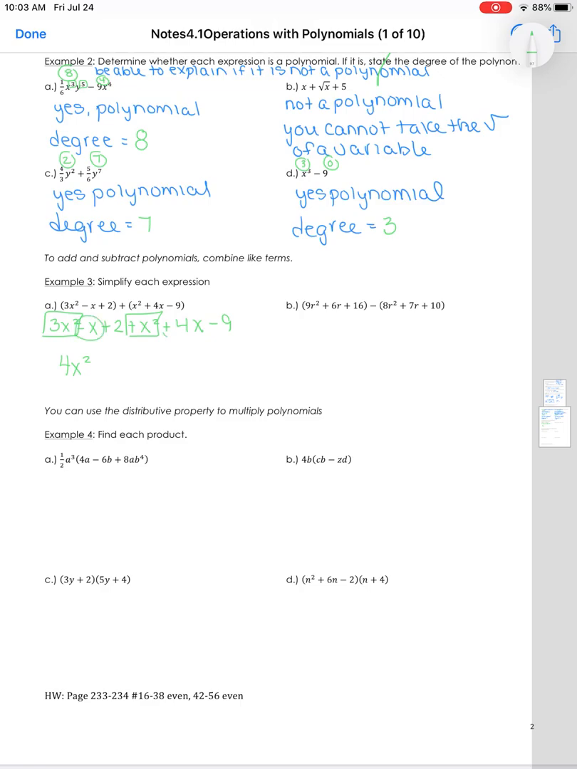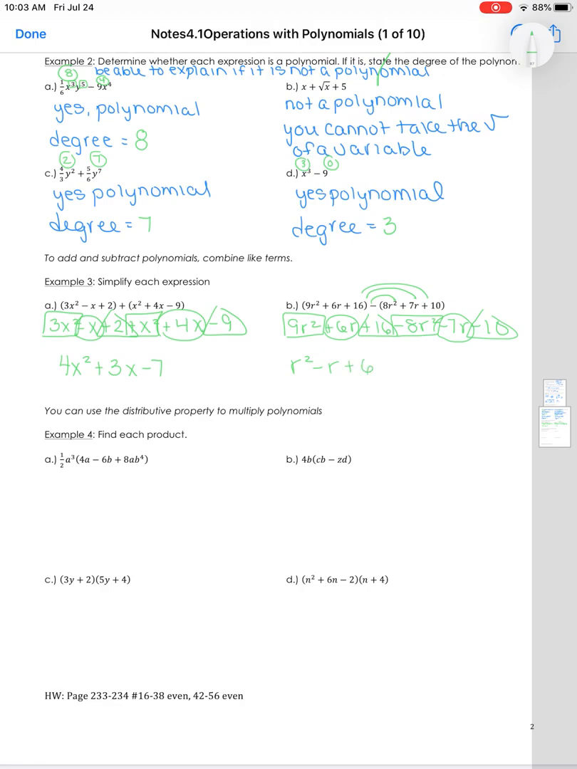Now when you add or subtract, what I would recommend is you have to combine like terms, but in order to do that, you have to get rid of these parentheses. So you want to rewrite it without the parentheses. If it's an addition problem in between, nothing's going to change. So you just rewrite each of the terms, and then you combine like terms. So 3x squared and x squared makes 4x squared. Negative x and plus 4x makes 3x. And 2 minus 9 gets you a negative 7.